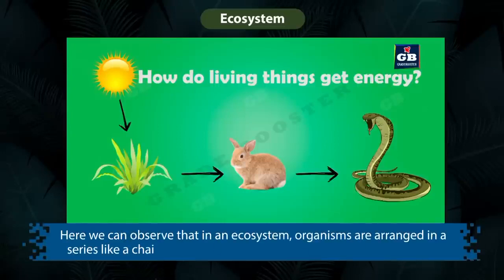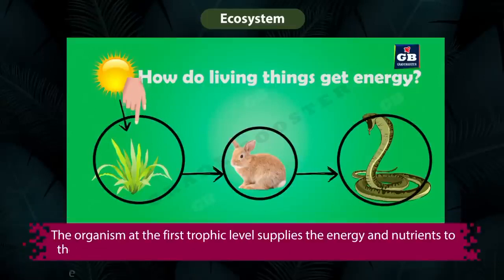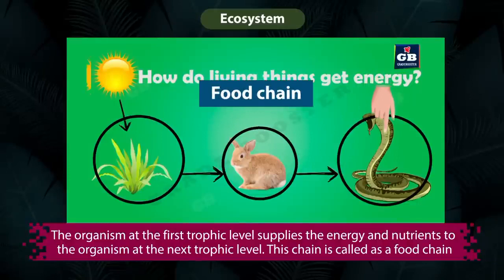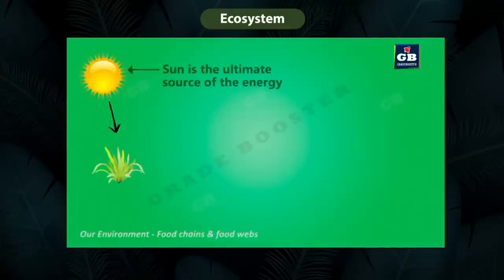So here we can observe that in an ecosystem, organisms are arranged in a series like a chain. Each organism belongs to a particular trophic level. The organism at the first trophic level supplies the energy and nutrients to the organism at the next trophic level. So this chain is called a food chain. Let's see its definition. A food chain is a series of organisms where each one is eaten by the next, showing the flow of energy in an ecosystem. It starts with a plant or primary producer and goes on to consumers like animals. In any food chain, the sun is the ultimate source of energy.